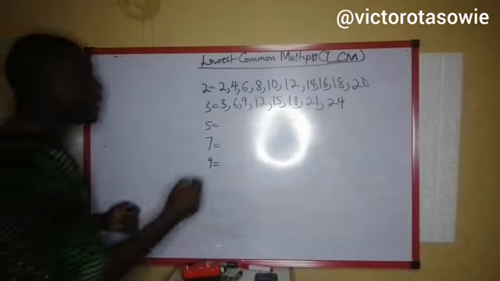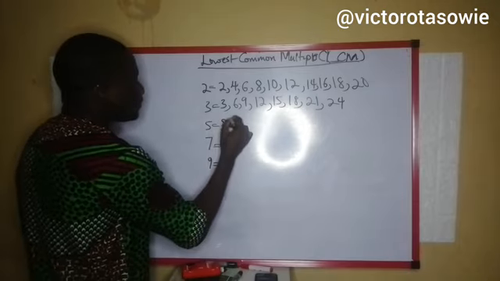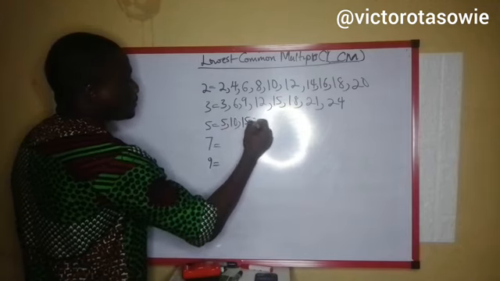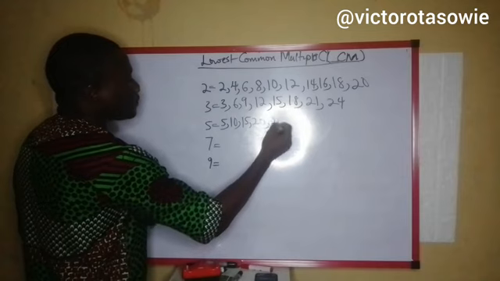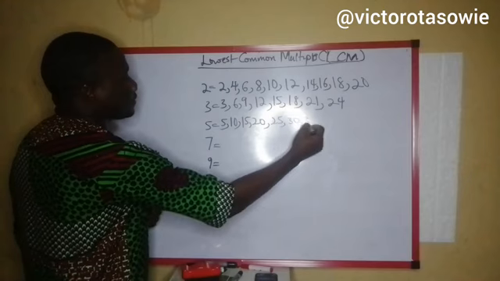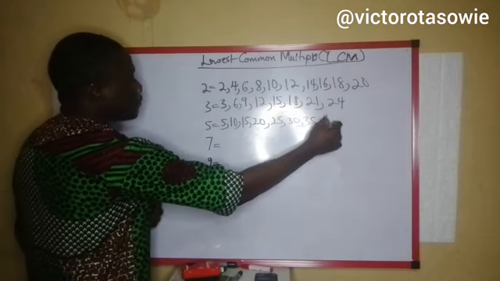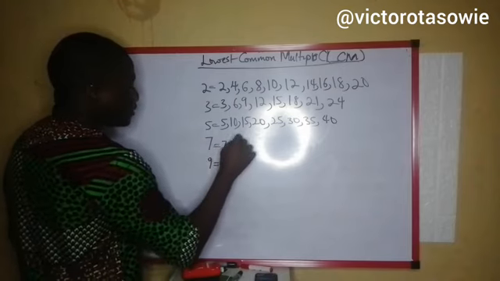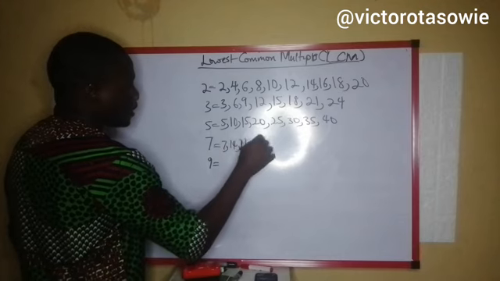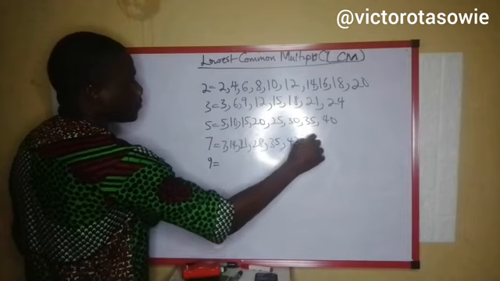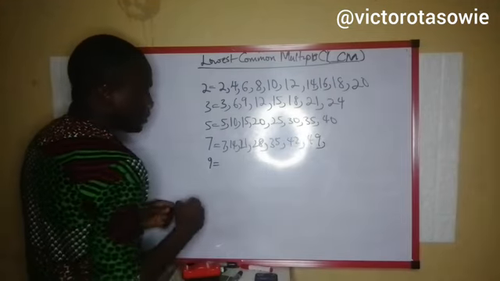We can do the same for 5, where we have 5 times 1, 5. 5 times 2, 10. 5 times 3, 15. 5 times 4, 20. 5 times 5, 25. 5 times 6, 30. 5 times 7, 35. 5 times 8, 40. For 7, we have 7, 14, 21, 28, 35, 42, 49, and so on.